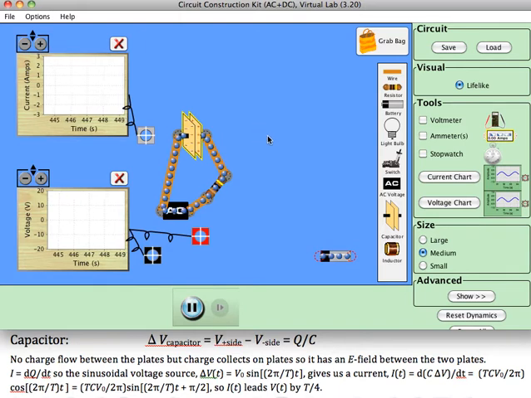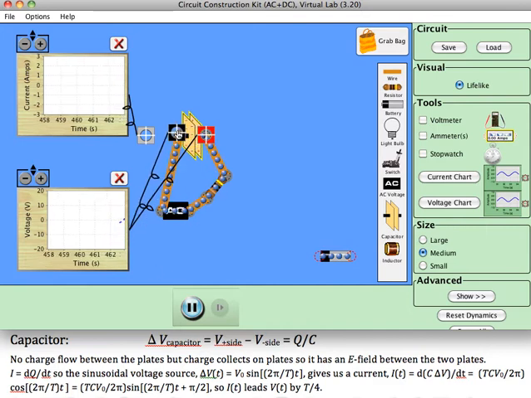So what happens? Current flows, of course. When the electrons are pushed this way, the right plate becomes negatively charged. When they're pulled the other way, the right plate becomes positively charged. So this AC source pushes electrons onto the plate and then pulls them back off again and pushes them onto the other plate, and then back, and then back. And we can monitor the voltage difference across the capacitor and the current.